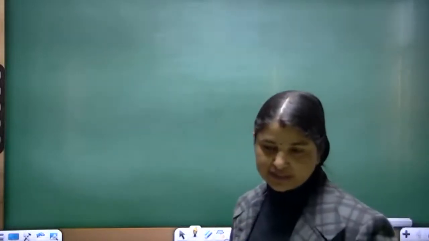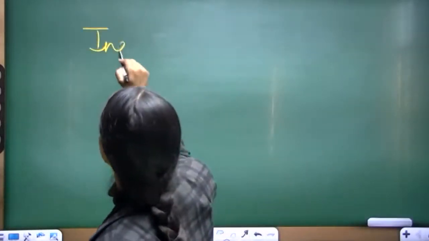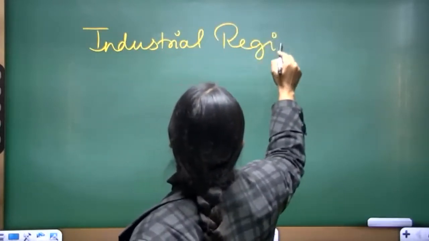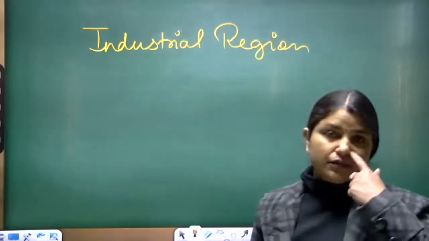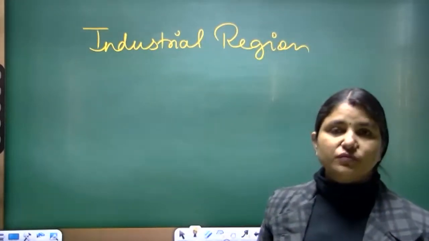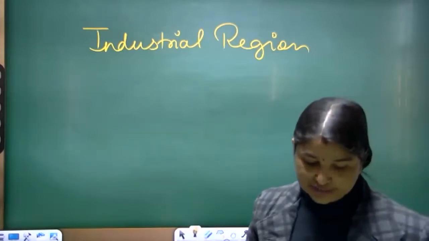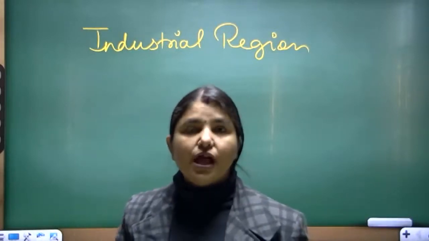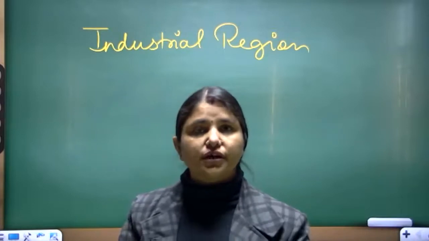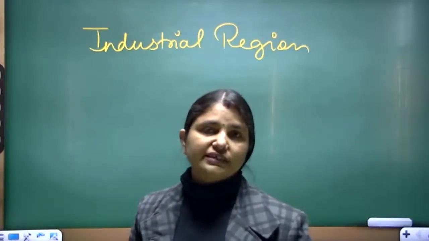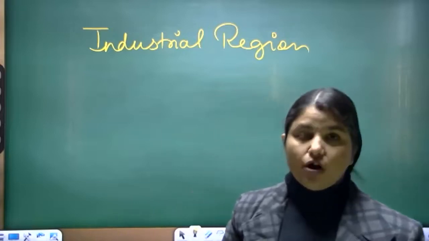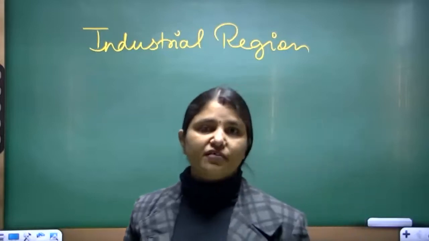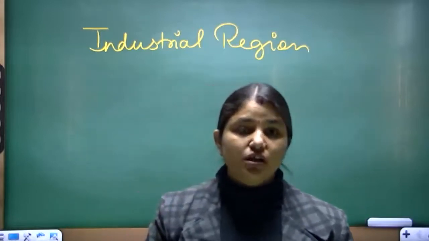Now come to the next topic. Our next topic is the industrial region. Region means area, and industrial means where industries are there. So students, in an industrial region many industries are established close to each other. Or we can say clusters of industries together at the same place for common benefits are known as an industrial region.